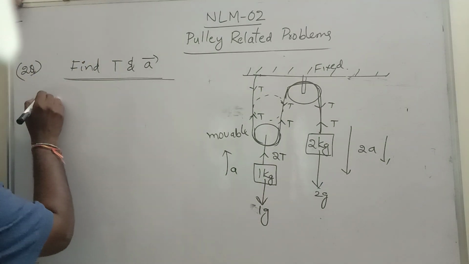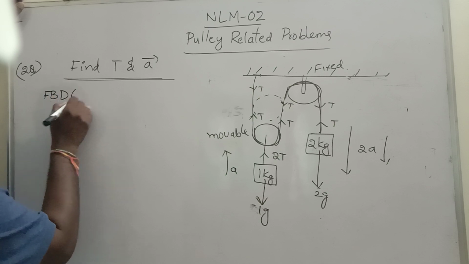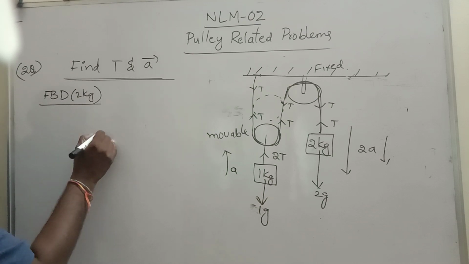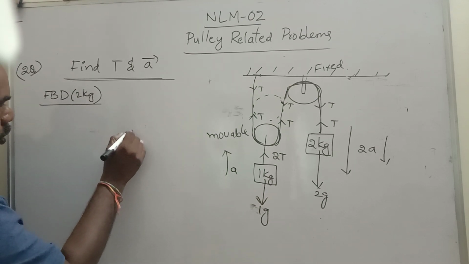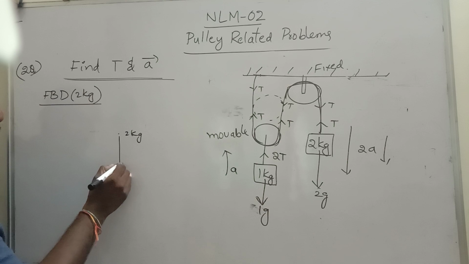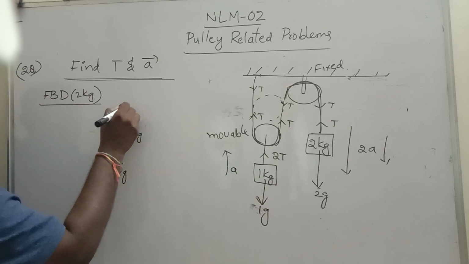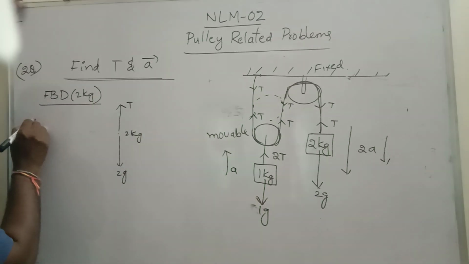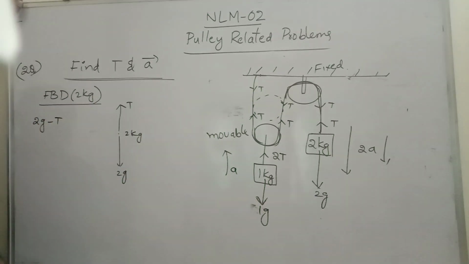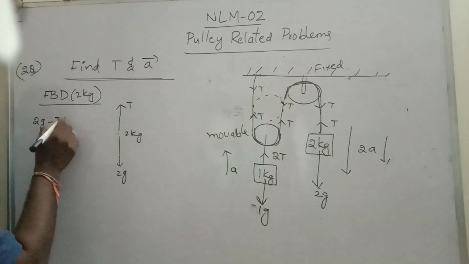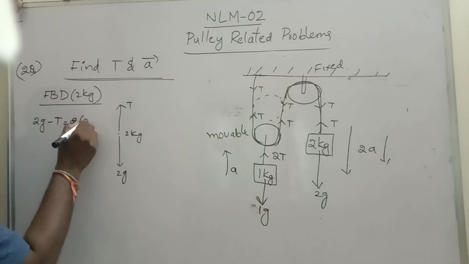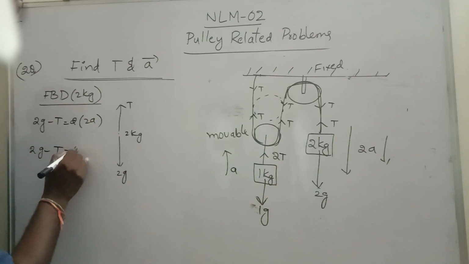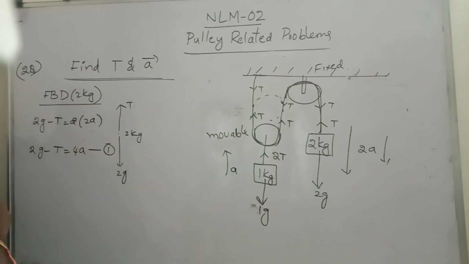Now observe carefully the FBD for 2 kg. What is the FBD of 2 kg? Free body diagram: 2g downwards, tension upwards. It is sliding downwards, so this is the greater force and this is the lower force. Net force is 2g minus T. F is equal to ma, so 2g minus T is equal to m into a, where m is 2, so 2a. One more simplification: 2g minus T is equal to 4a. This is equation number 1.